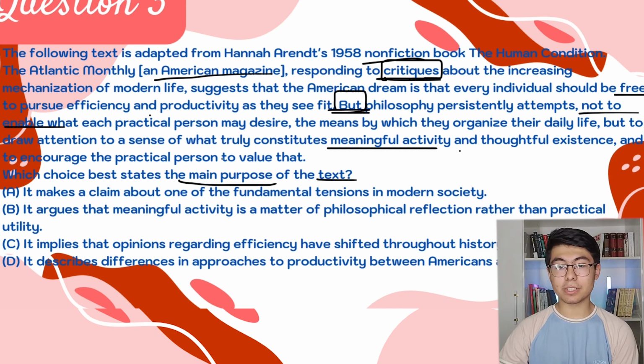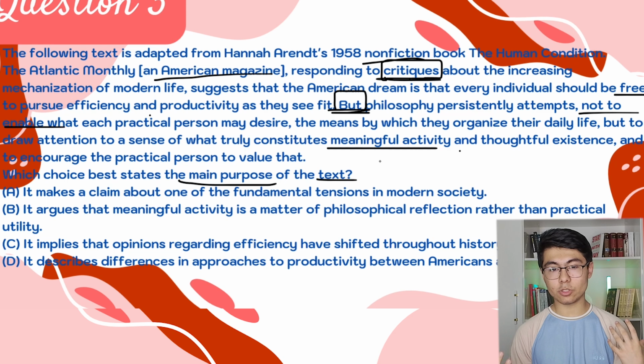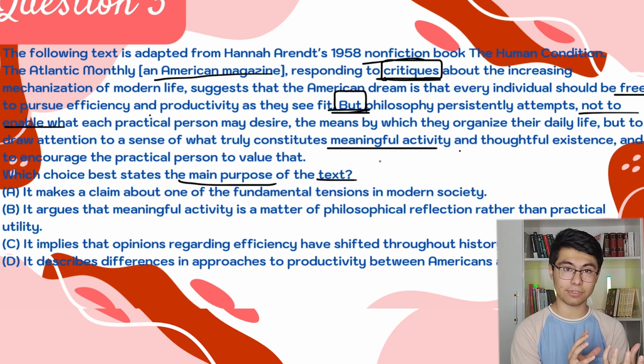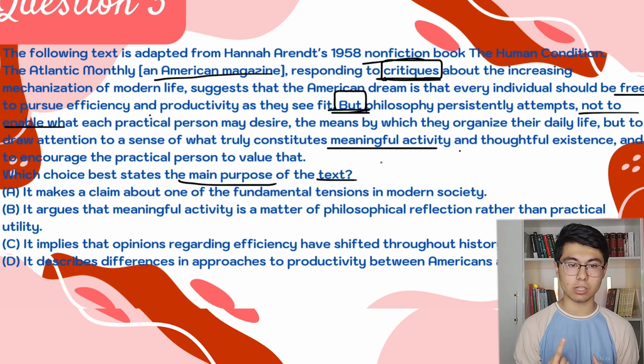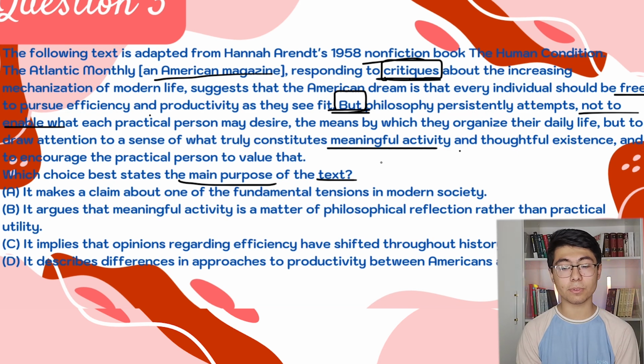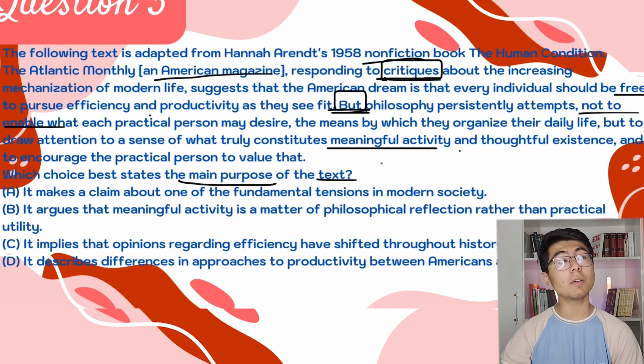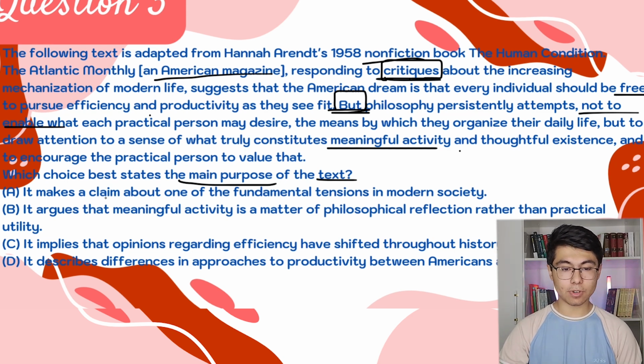So now let's predict our answer before looking at the answer choices. So some people think that life is about being productive and efficient, but philosophy says, hold on. Maybe life is all about doing things that matter. So here we've got two views, and there's a conflict or a contrast between those views. So the first view here is about freedom to pursue productivity, and the second view is all about questioning what is actually meaningful. Now let's move on to the answer choices.